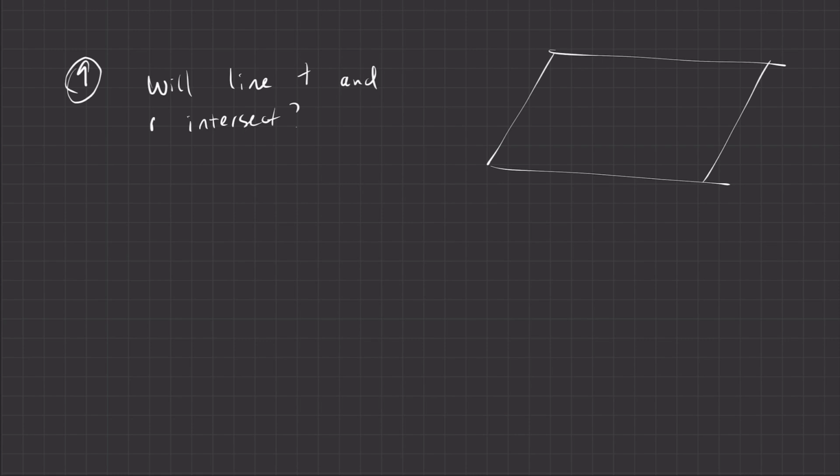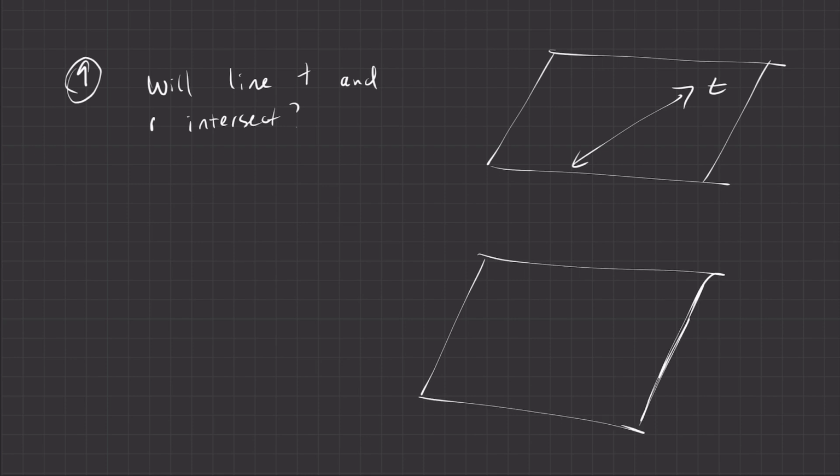Now let's go ahead and take a look at the last question, number 9. Will line T and R intersect? Well, let me go ahead and redraw the picture. So this is line T, and then we can call this line R here, and then this here is line M. Okay, if you have something like this, will line T and R ever intersect?